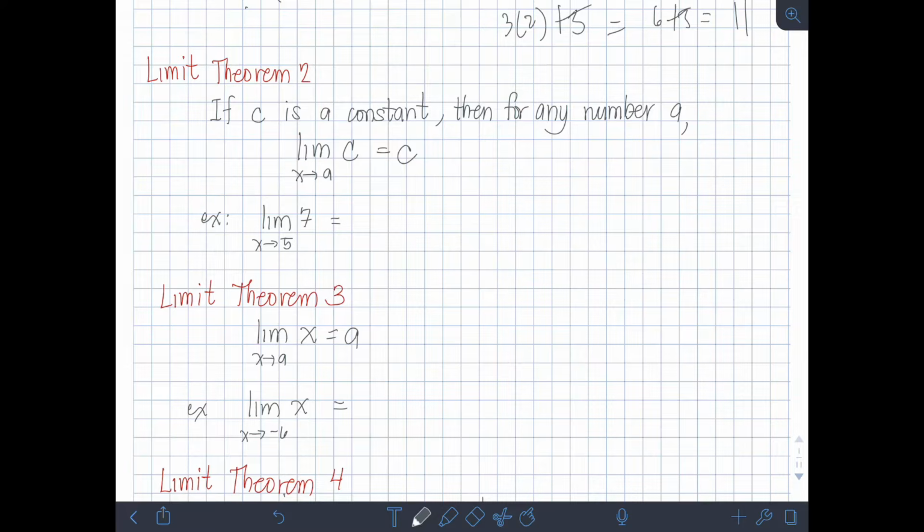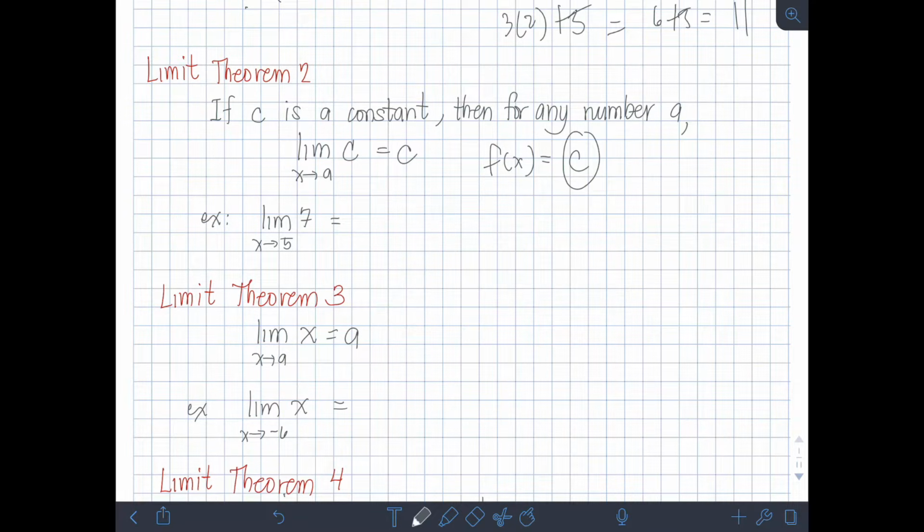If c is a constant, then for any number a, limit of c as x approaches a is equal to c. Okay, so this time yung f of x naman natin ay constant function. So therefore, kahit anong value natin ng x dito, iisa lang yung magiging value natin ng function, which is c. So ang graph dito, di ba, ay horizontal line base sa video ko about graph of functions.